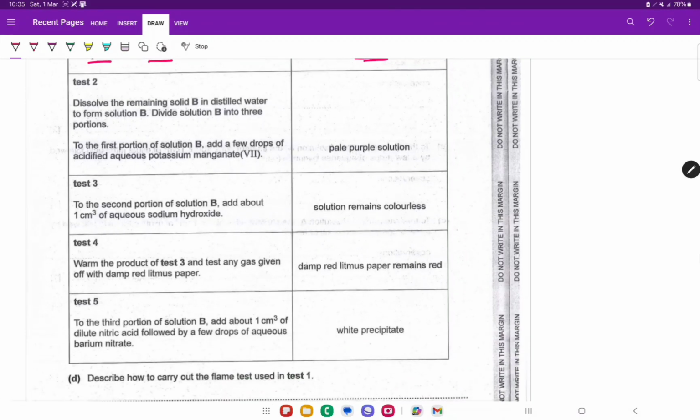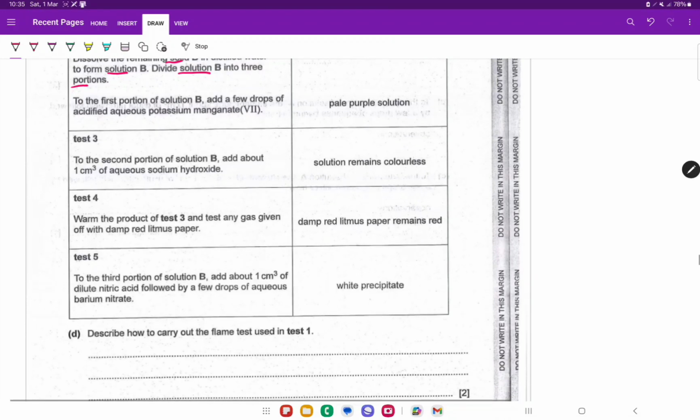Now dissolve the remaining solid B in distilled water to form solution B. Divide into 3 portions. To the first portion, add a few drops of acidified aqueous potassium permanganate, which is purple in color, and it remains purple.